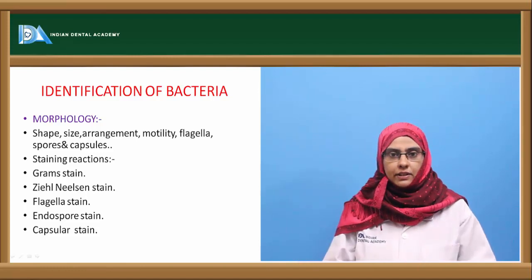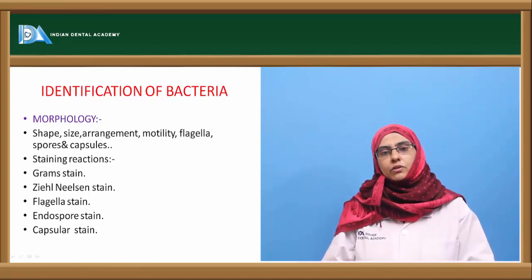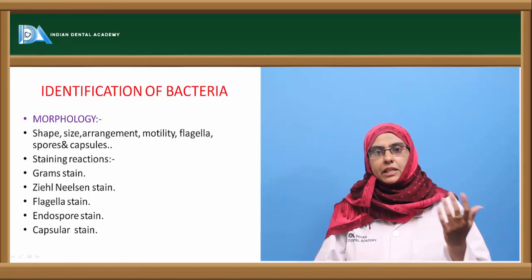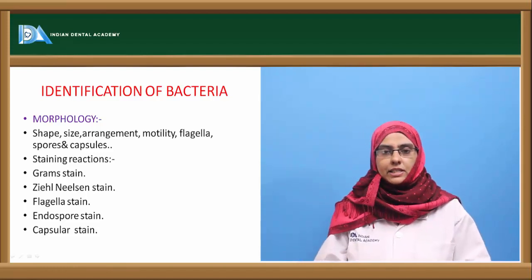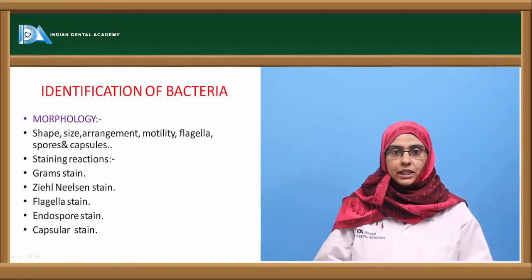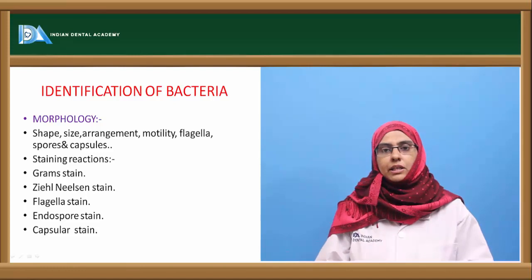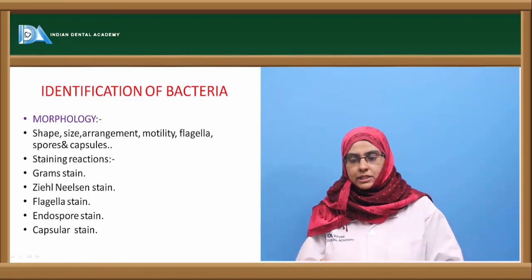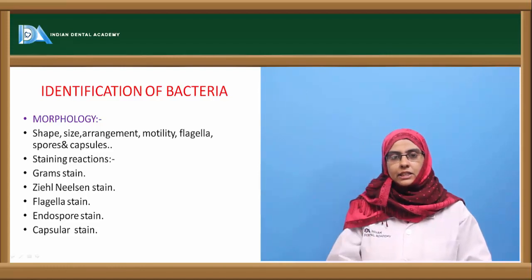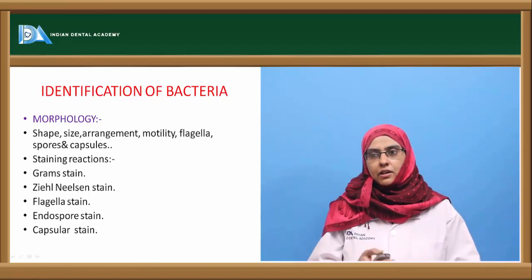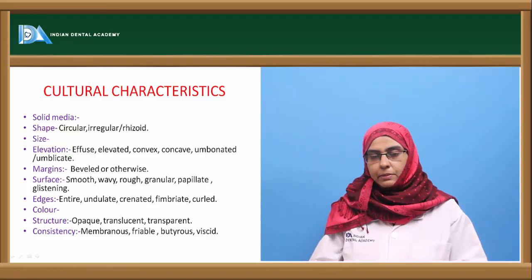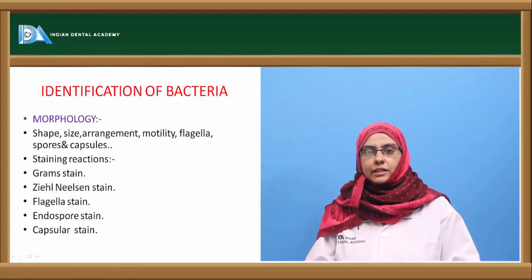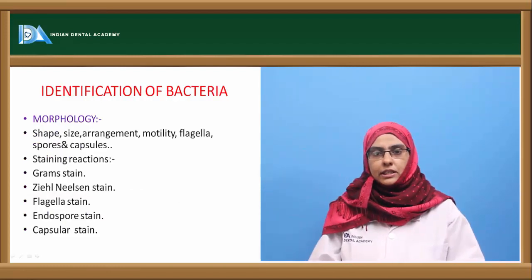Next, to identify certain components in the organism, you can go for the staining of special appendages, such as the flagella stain. You have endospore staining. The presence or absence of endospores can be detected with the help of endospore staining, and you can go for capsular staining techniques. So these are various staining techniques by which you can identify the organism. These are the preliminary tests usually done in identifying bacteria, that is morphology and staining.